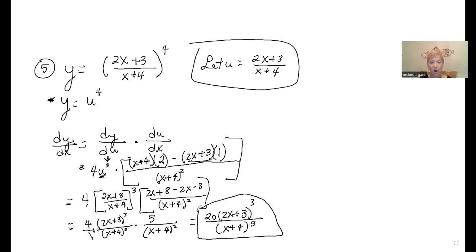So none of that was hard. It was just a little lengthy. This dy to du was real simple. This du to dx wasn't hard. It was just the quotient rule, which remember I told you I kind of avoid because it gets lengthy. It's not hard, it's just lengthy. And then clean it up.